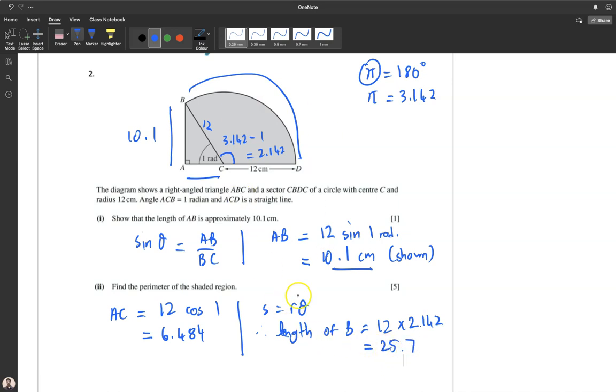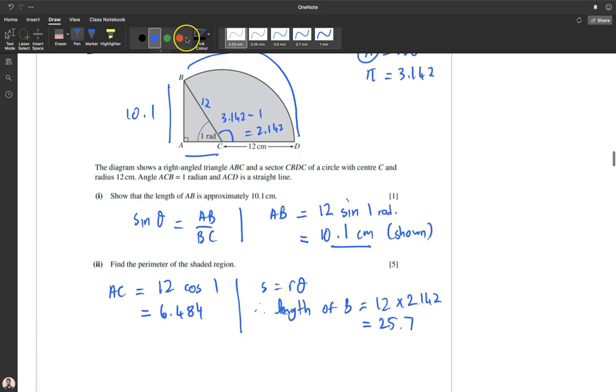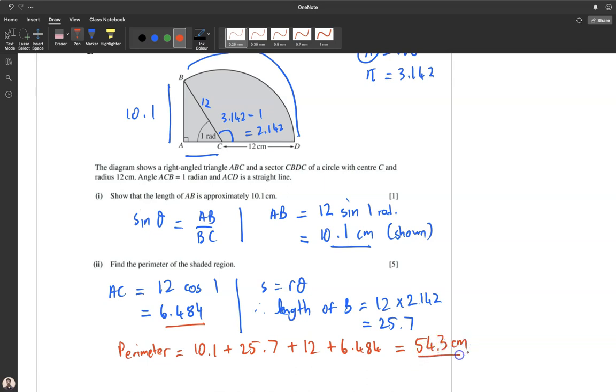I think we have pretty much everything that we needed. Let's just put them all together and calculate the perimeter. So the perimeter is equal to 10.1 plus the entire BD, which is 25.7, plus this 12, plus AC, which we found as 6.484. And finally, I get the final answer, which is about 54.3 centimeter. Okay, I hope that's clear.